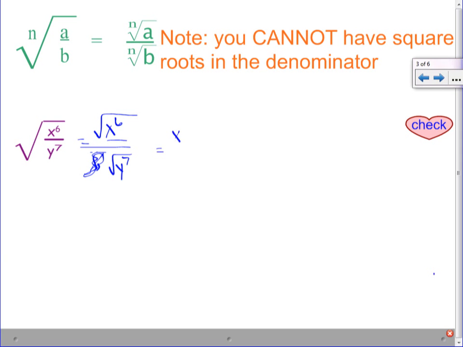There's 3 of them. So we can take out x to the 3rd. Is there anything left under the root? No. We were able to evenly take out groups of 2. How many groups of 2 are down here? Also 3. But we still have a root y on the bottom.